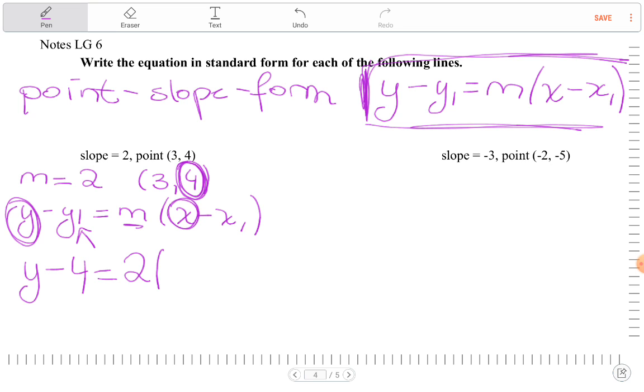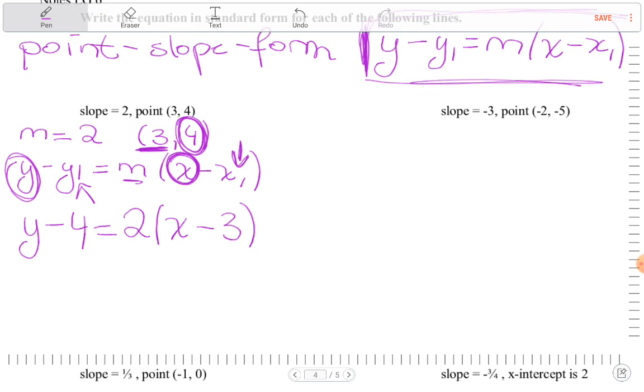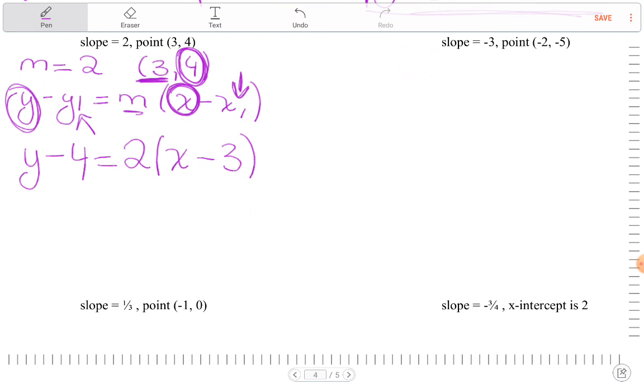This x will never change. You just drop it down how it is. What will change is your x1. We are given an x coordinate, which is 3. So I'm going to plug this in. And now all I need to do is rearrange my formula so it becomes standard form.